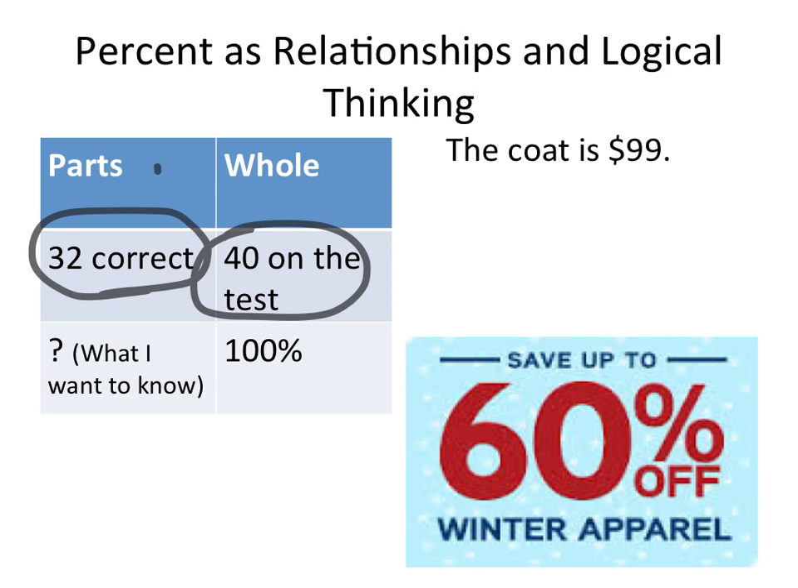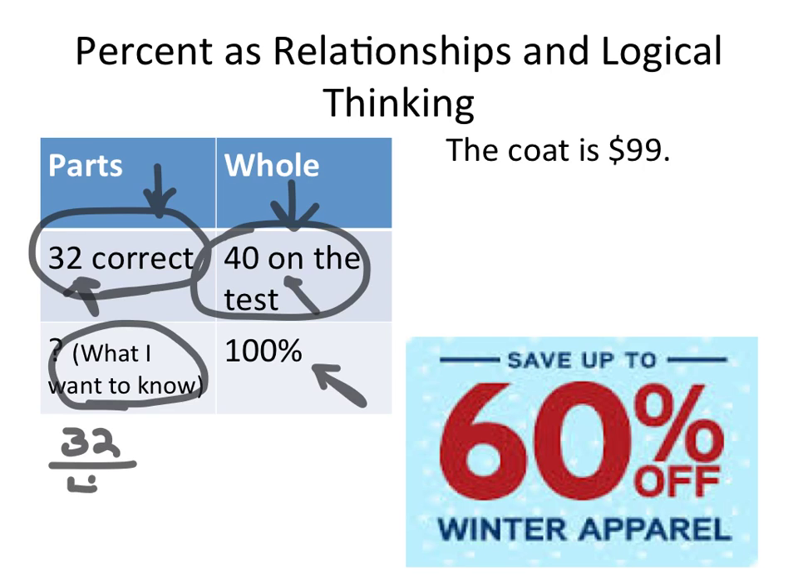So if I put a table together and I have the parts and the whole, 32 is the number of questions I got correct, that's the part. 40 is the whole. I know that 100% is the whole, and what I don't know is what that would be in the part if I'm thinking about a percent. So I can find this in lots of different ways, and the only thing that matters is that I set up things in relationships in ways that match. So I could say the part that I got right over the whole is the same as the percent that I don't know over the whole.